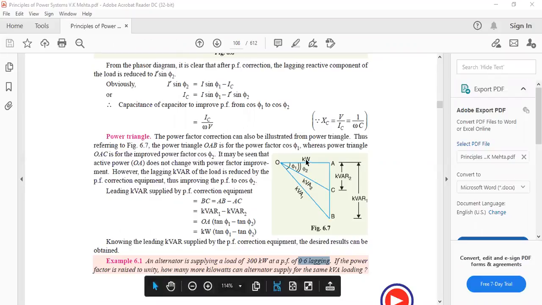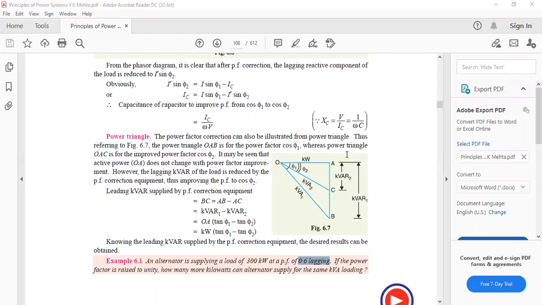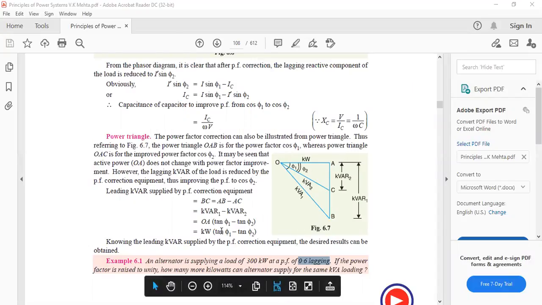OA is nothing but here we are representing this side with real power. Real power is measured in kilowatts. Reactive power is measured in kVAR, which means kilovolt ampere reactive. Apparent power is measured in kVA, which means kilovolt ampere. So we are representing OA as kW. Therefore we can represent this as kW into (tan phi 1 minus tan phi 2).